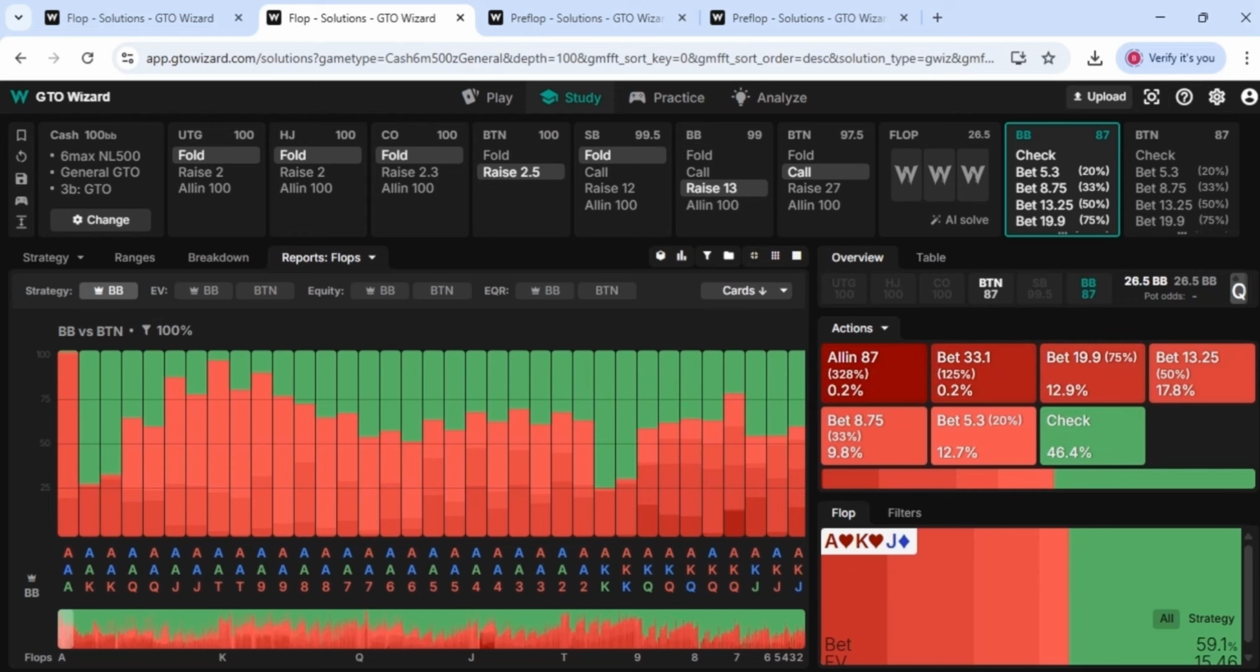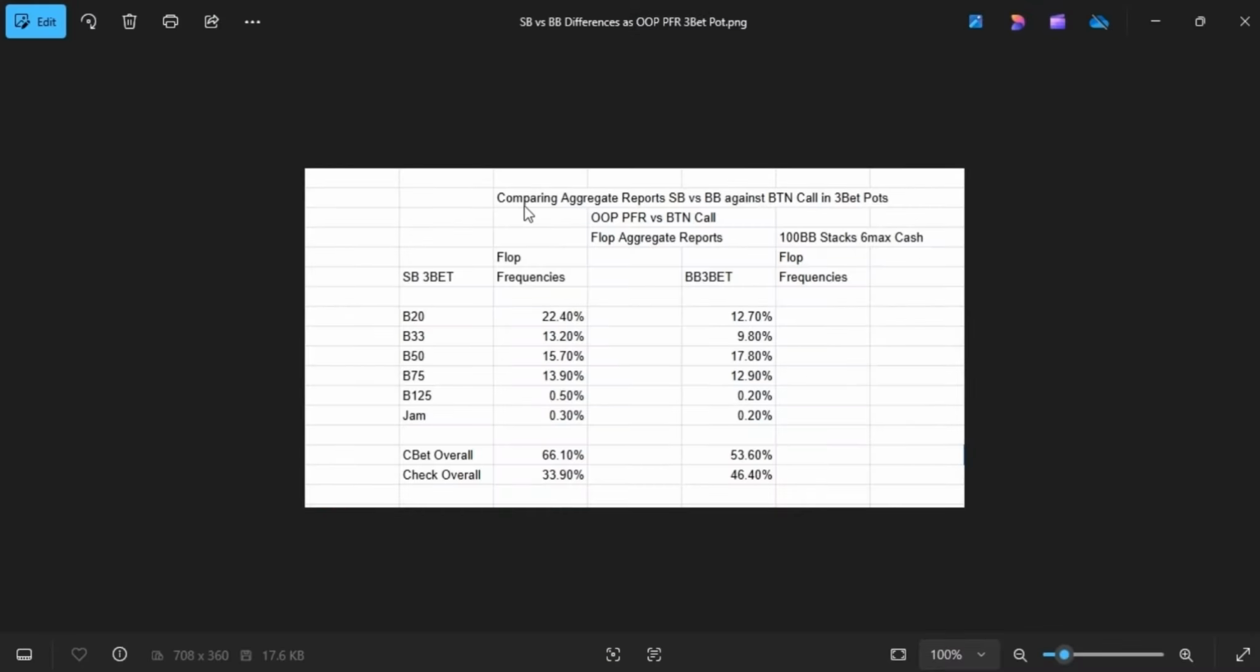So what I did was I made a chart to make it easy for us to visualize this. We see, comparing the small blind 3-bet versus a big blind 3-bet against a button call, the small blind is C-betting more overall, 66.1%, and the big blind is C-betting less at 53.6%. We also see sizing-wise that the small blind is using more bet 20 and more bet 33, and the big blind is using more bet 50 and more bet 75. We're also jamming a bit more, but that is a minor concern.